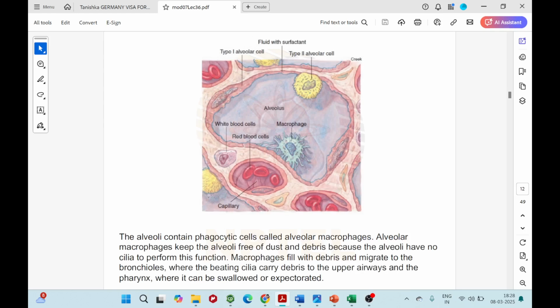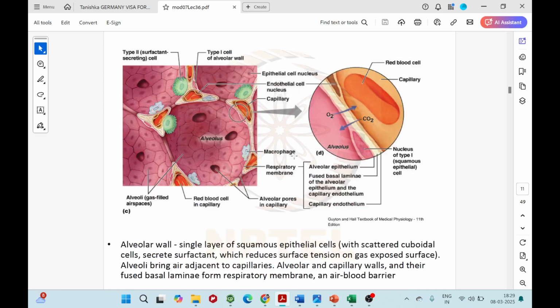Again, this is the same image. Here you can see this is the alveolar space, this is the alveolus, this entire thing. And these are the capillaries where you can see RBCs are present. You have type 1 alveolar cells, you have type 2 alveolar cells. And this is the fluid with the surfactants to decrease the surface tension. And one more thing is the macrophages. Here you can also see the macrophages present.